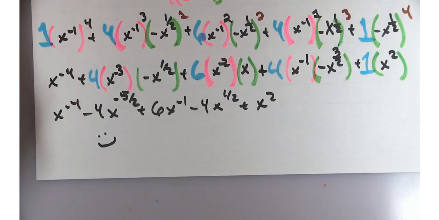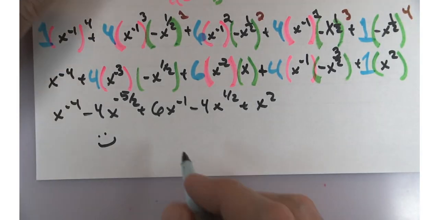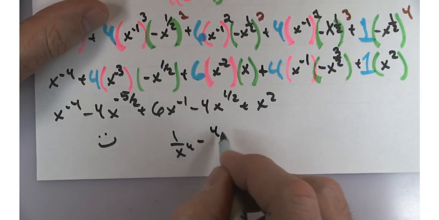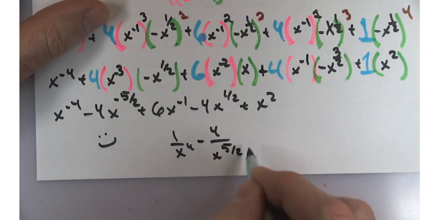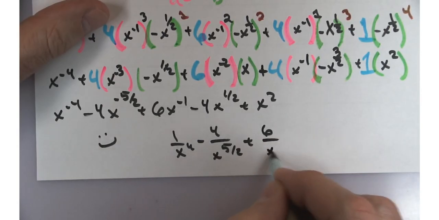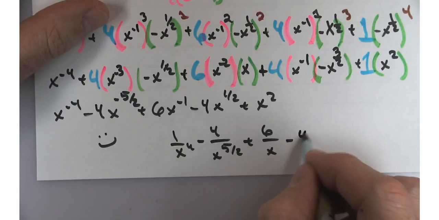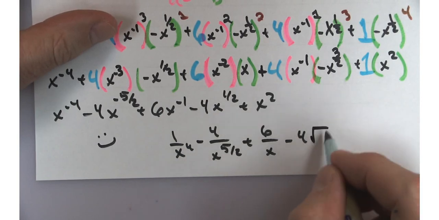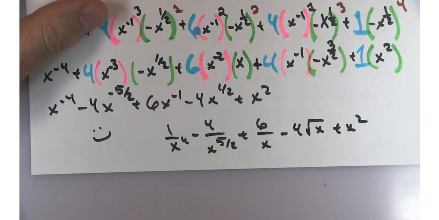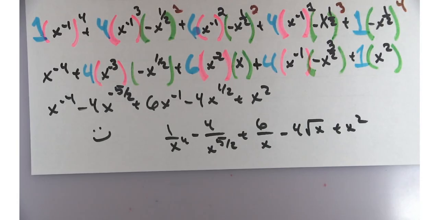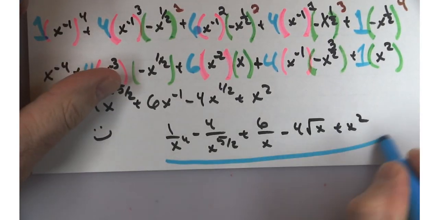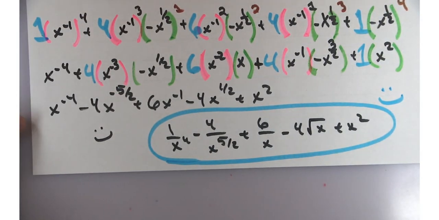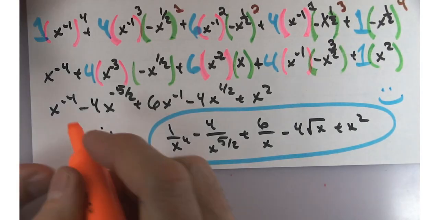Great. And that's it. I mean, if you really wanted to, you could probably get rid of the negative exponents and write it as 1 over x to the fourth minus 4 over x to the 5 halves plus 6 over x minus 4. What's another way to write x to the 1/2 power? Square root of x plus x squared. So that's borderline worth extra credit. If you take and clean it up like that, I'd be really happy to see something like that. But this is okay too. I mean, if you got this far, that's mostly what I want to see.